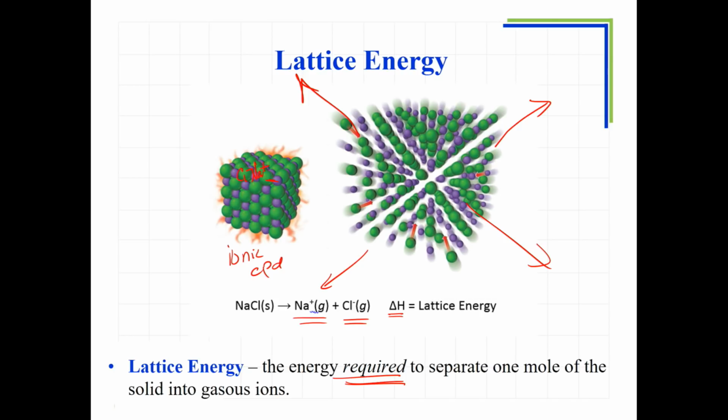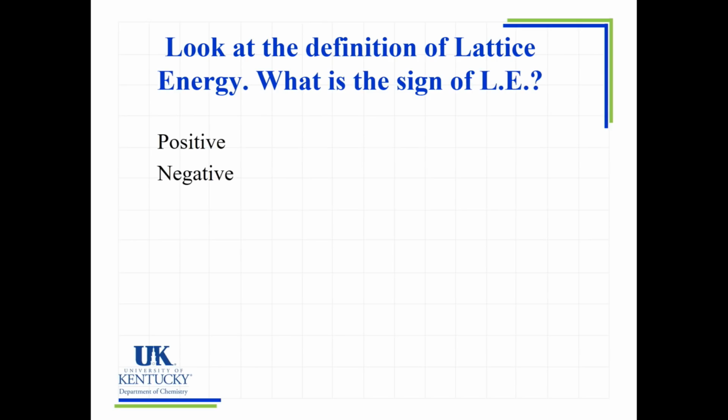Now the weird thing about lattice energy is different textbooks define it differently, okay? This textbook is defining lattice energy in this direction, starting with the ionic compound and pulling the ions apart. Some textbooks define it as the opposite process. It would be the energy released when they come together. I like this one better. I like defining it as the energy required to pull them apart.